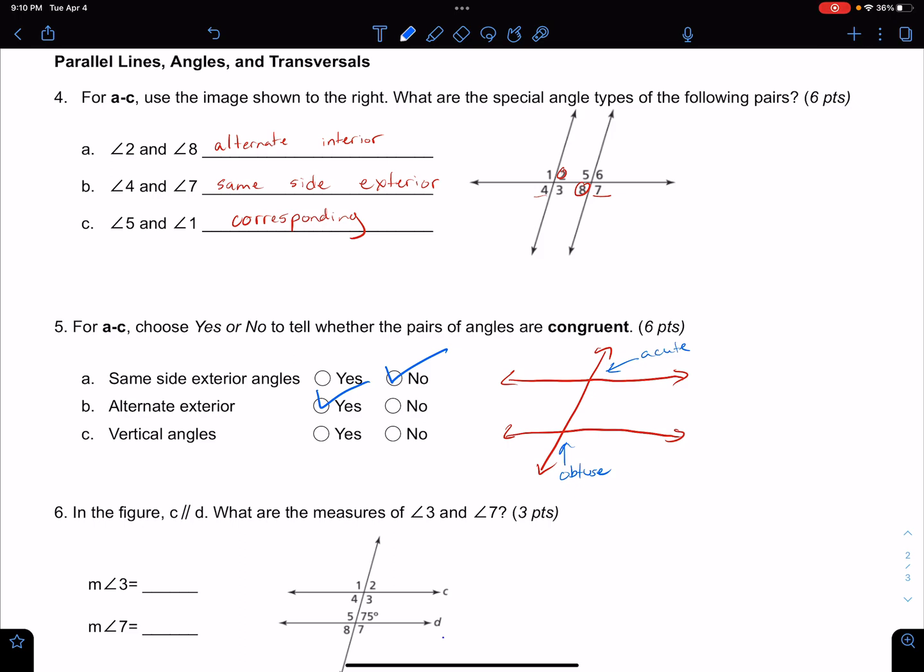Finally, vertical angles. Remember, vertical starts with the letter V, so it's the V's that point to each other. So like this one and this one, this one and this one, this one and this one, and this one and this one. So those are congruent.